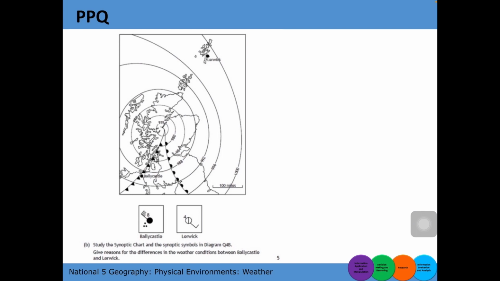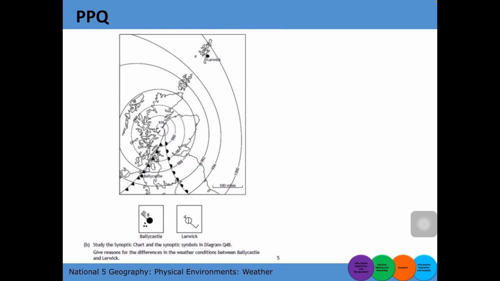So for this diagram, we are going to look at our weather station circles. We're going to pick out the 5 bits of information that we can obtain from a weather station circle, and we're going to compare them between Ballycastle in Northern Ireland and Limerick, which is up in Shetlands. The first thing I'm going to draw attention to is the cloud cover. So in my sentence, I would say, there are 8 octaves of cloud cover in Ballycastle, whereas there is 1 octave of cloud cover in Limerick. That is me making my direct comparison.